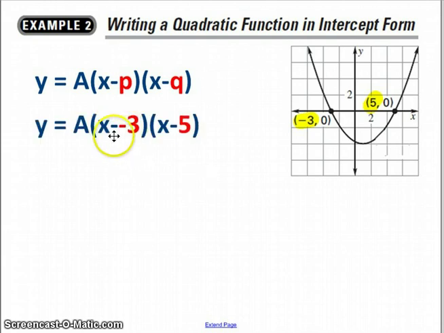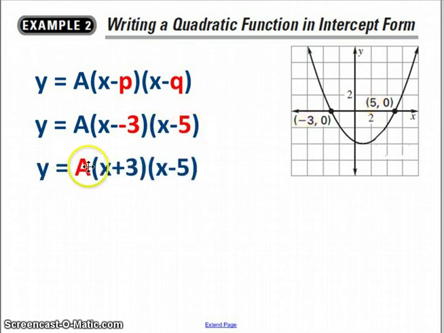So I've got x minus -3. This is going to turn into x plus 3. And I've got x minus 5. And once again, the one piece I don't have is a. So I know at this stage of the game that I've got an equation that goes through those 2 intercepts, but I don't know what the coefficient is out front that controls it being this steep. I can imagine a different parabola cutting through those same 2 points much more shallowly, looking like that. So how do I find out what a is?